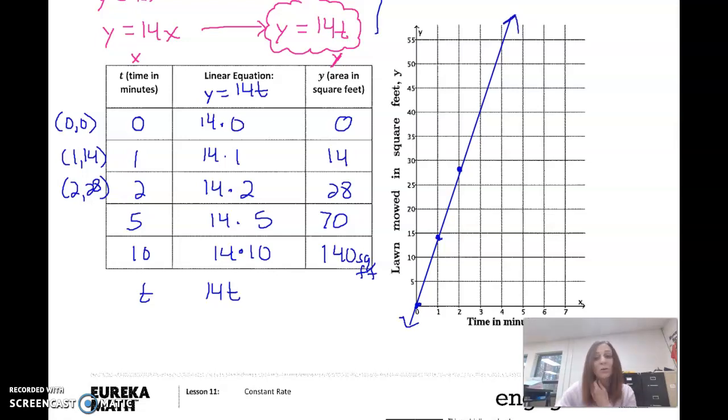Okay? So this should look pretty familiar. We're just looking at it with kind of fresh eyes and talking about it a little bit differently. But these are all different ways to represent the same information. How much lawn can she mow in a certain amount of time? Let's look real quick at one more example.